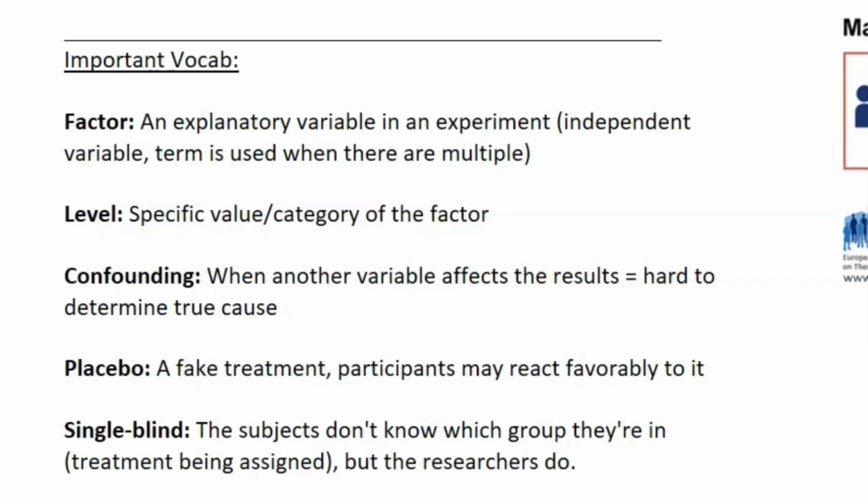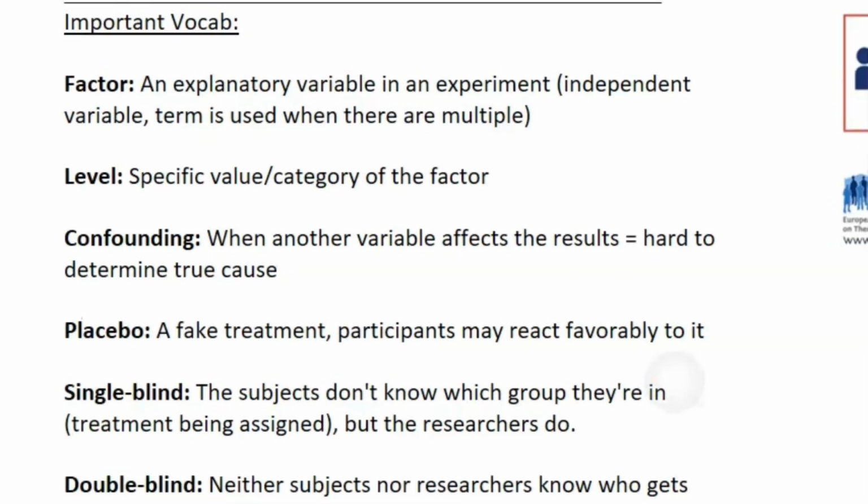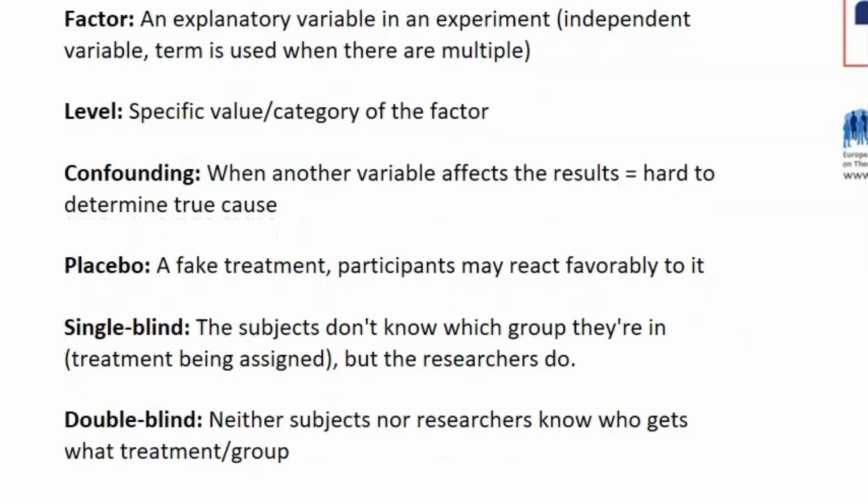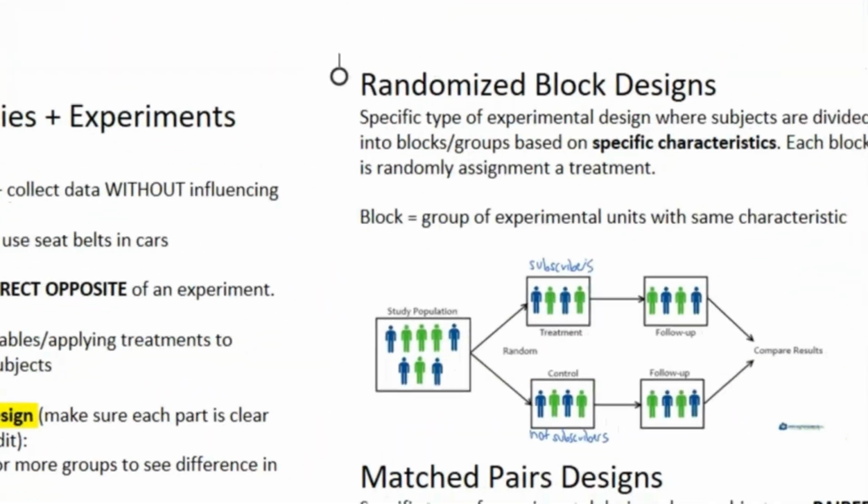So it could be like sunlight is a factor, but then low sunlight or high sunlight would be the levels. Confounding is when another variable affects the results. So if you don't properly have a control group, then it's hard to determine the true cause of your results or your treatment. Placebo is a fake treatment where participants may react favorably to it. Single blind is when the subjects don't know which group they're in, so the treatment being assigned, but the researchers do. Double blind is when neither the subjects nor the researchers know who gets what treatment or who's assigned to what group.